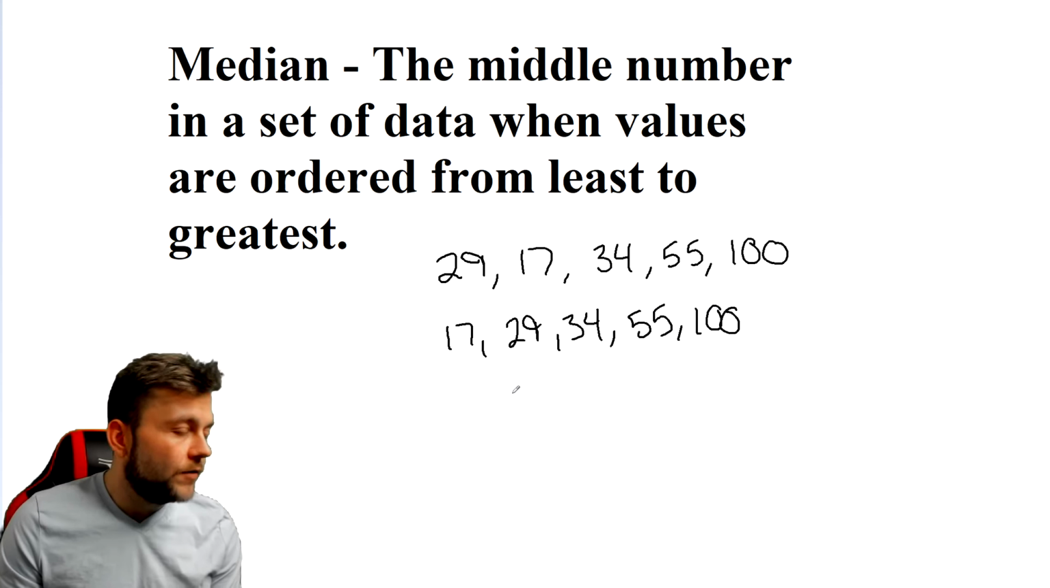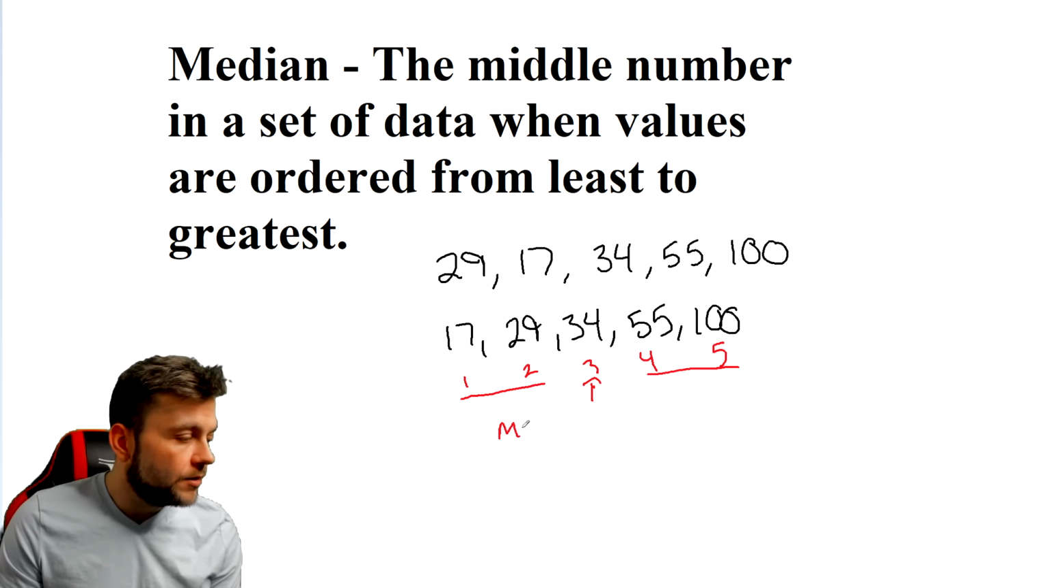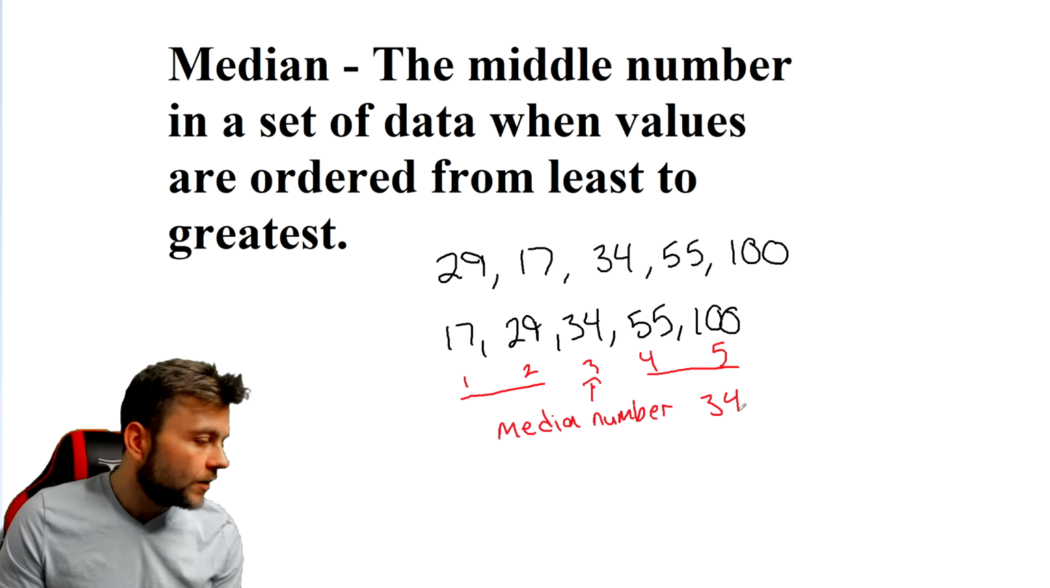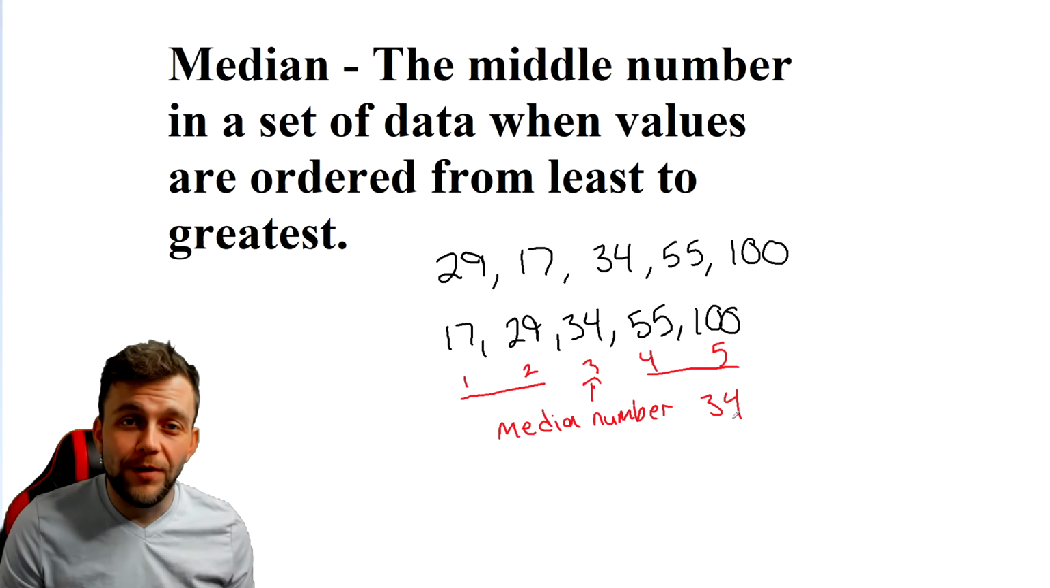And then we figure out which one is in the middle. So 1, 2, 3, 4, 5. It looks like this one is in the middle. So we have 2 on this side, 2 on this side. So the median number in this data set is 34. That's the really easy, nice example. But the idea is it's the middle number.